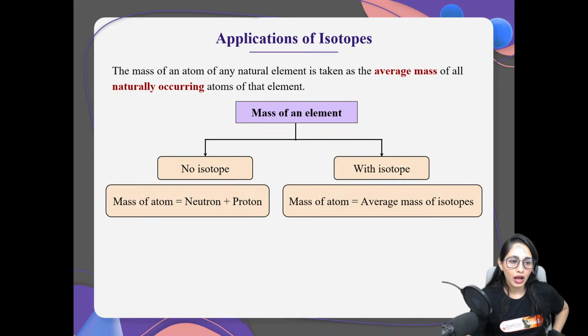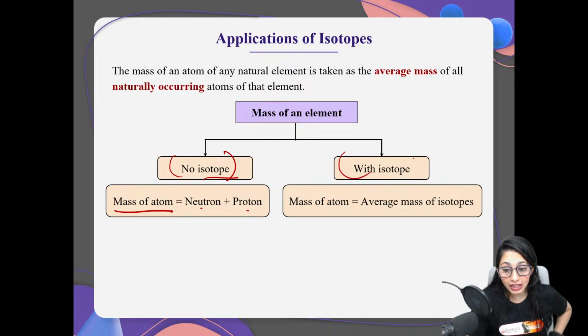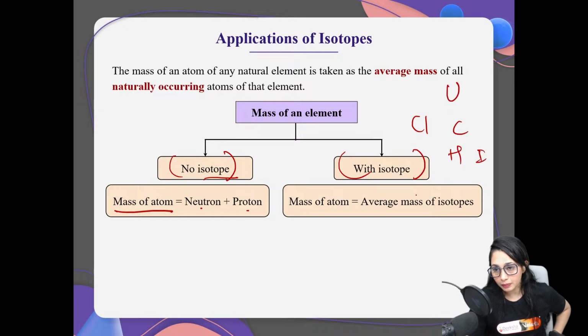Okay. So applications. The mass of an atom of any natural element is taken as the average mass of all naturally occurring atoms of that element. For an element which has no isotope, the mass of the atom will be neutrons plus protons. But for an element with isotopes, like chlorine, carbon, hydrogen, iodine, uranium, what is going to happen? Mass is considered by taking the average mass of the isotopes.